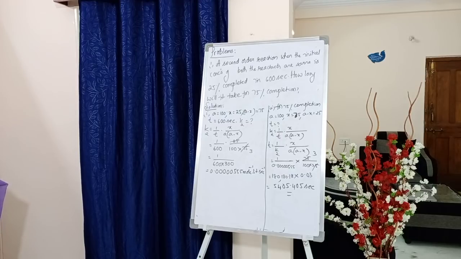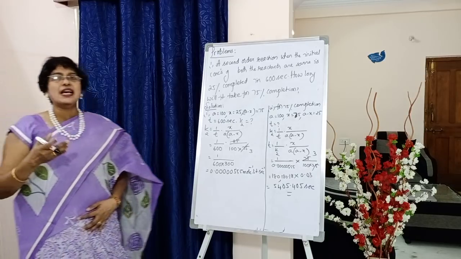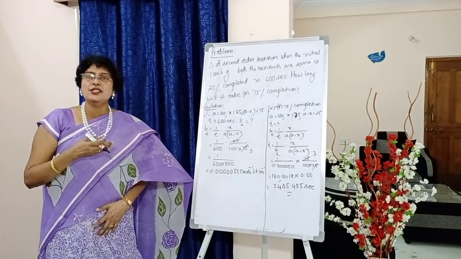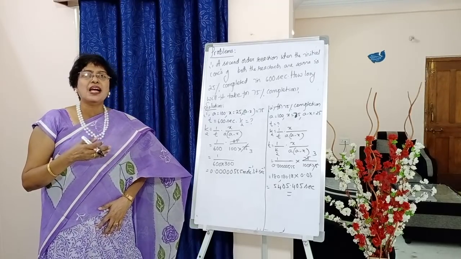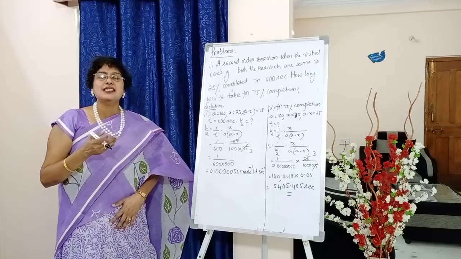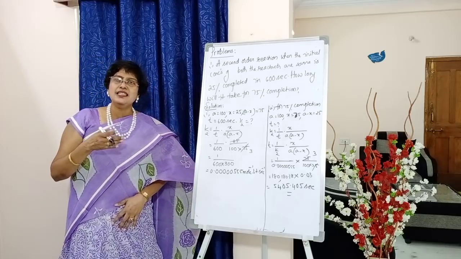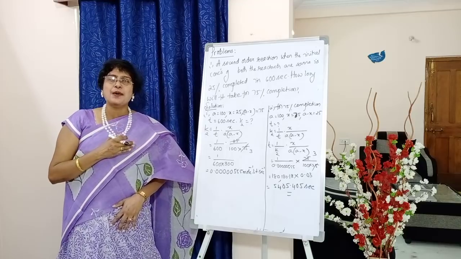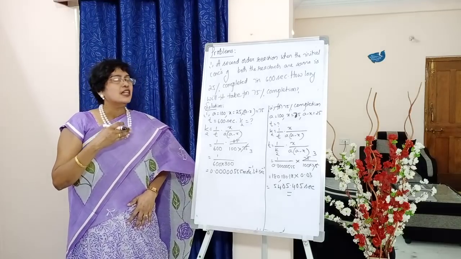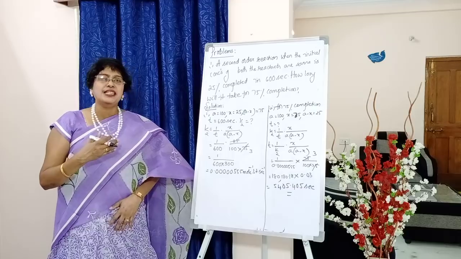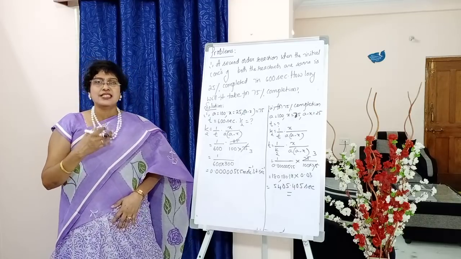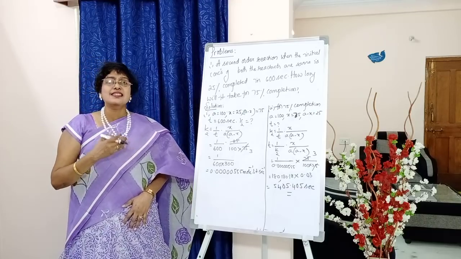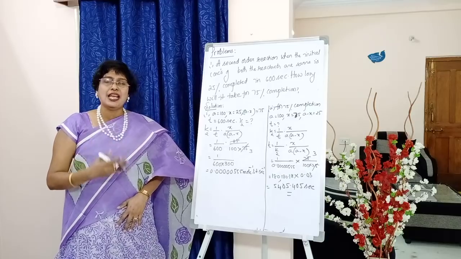How long will it take for 75% completion? Okay students, here also we can divide the problem into two parts. First part is 25% completion. Second part is 75% completion. So first part, the reaction is 25% completed in 600 seconds. In this sentence, we have the values.